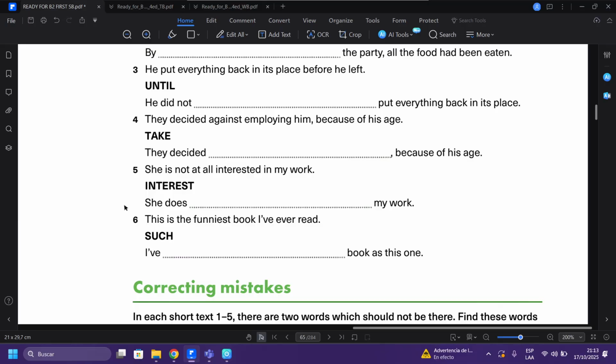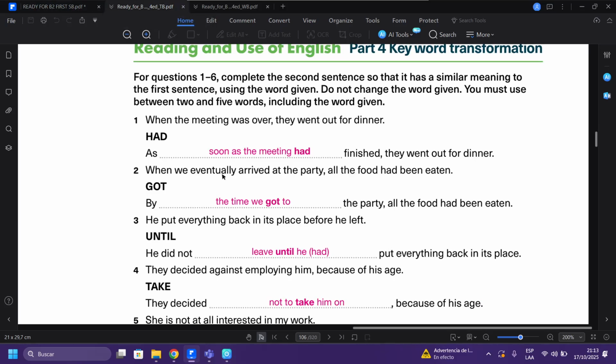And the last one, this is the funniest book I have ever read. I have never read such a funny book as this one. Perfect. So I'm going to show you the answer so you can check the spelling.